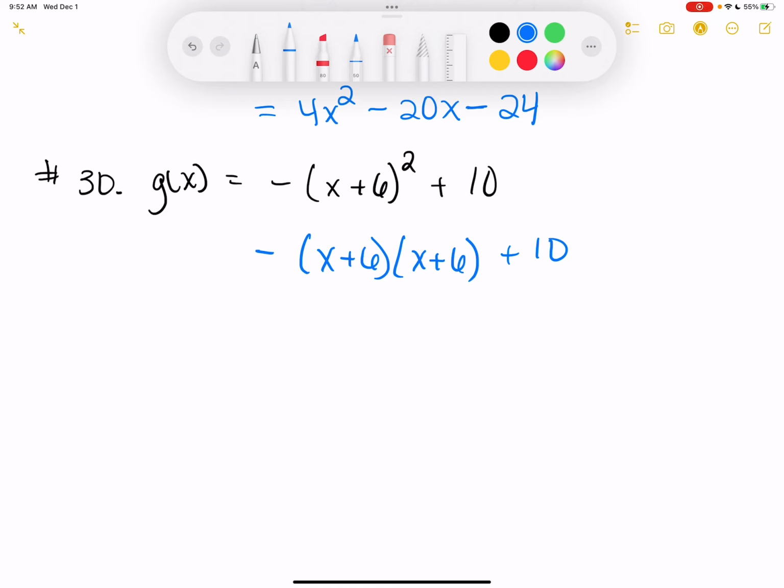And we're going to FOIL this, then multiply by the negative, then add the 10. So negative times, and I'll let y'all tell me what the FOIL is. x squared plus 12x, because we know there's 2 6x's, so let's just get that out of the way. Plus 36. In case anybody wants to see it, it's 6x plus 6x that gives us that.